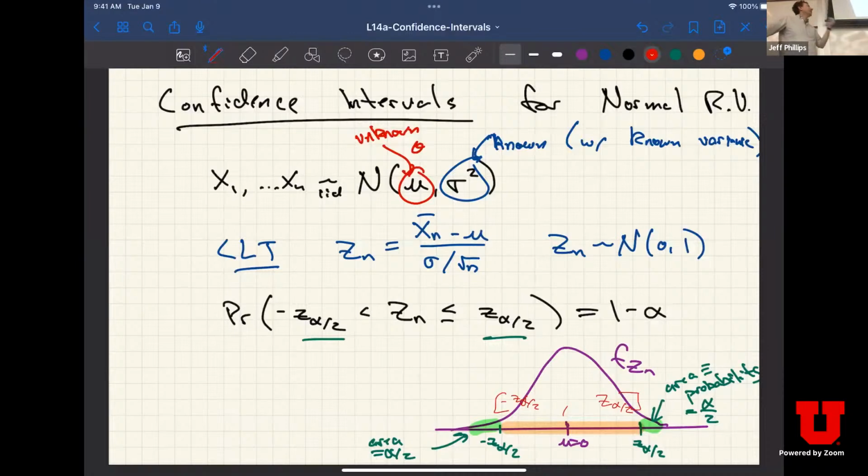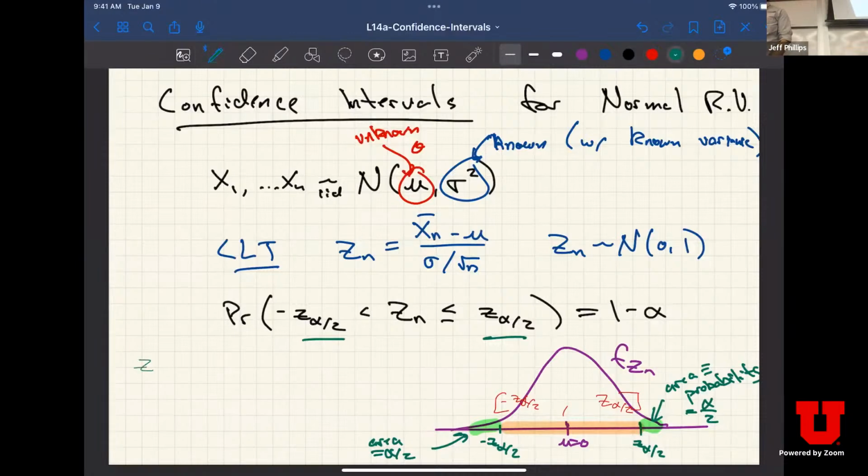Well, that's how I define Z alpha over 2. If the area under the green part of the curve on one side is alpha over 2, then that defines Z alpha over 2. I guess this is not exactly a confidence interval. These are flipped. The Z alpha over 2s are constants, and the random variable is the Zn here. For confidence intervals, I have this the other way around. But if I have this random variable, I can in fact calculate these Z alpha over 2s.